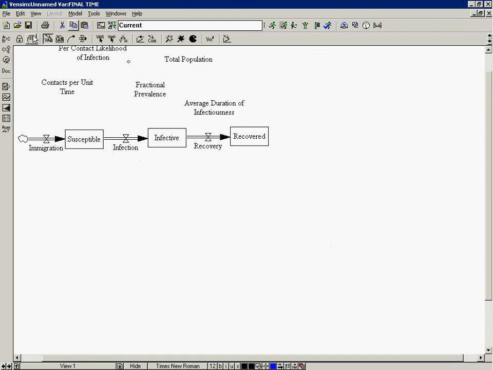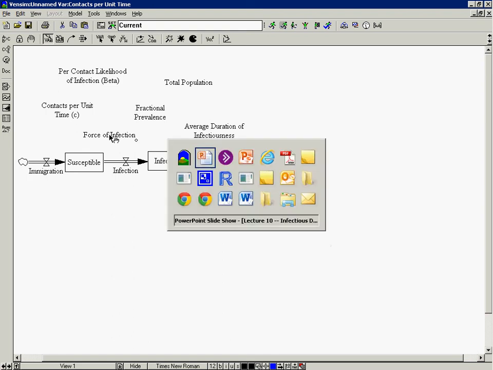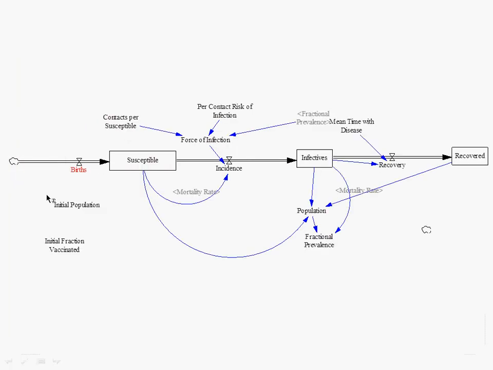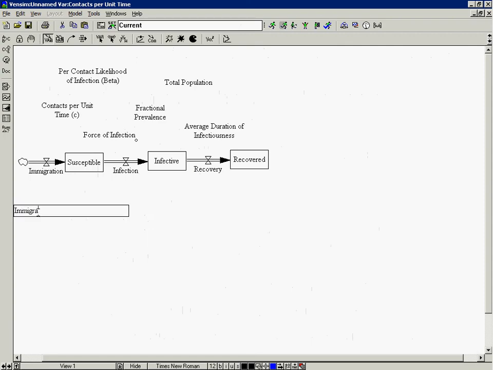So just so we're clear, contacts per unit time, what variable is that in our, what have we been calling that? C, that's C, right. I'm going to call it C. And what is per contact likelihood of infection? Beta, good. Okay, so I've specified these things, and I'm going to have force of infection. That's going to be the chance per unit time that somebody that is susceptible will get infected. And finally, I'm going to have, I think I had it in this later one, I apologize here, immigration rate, okay? Immigration rate.